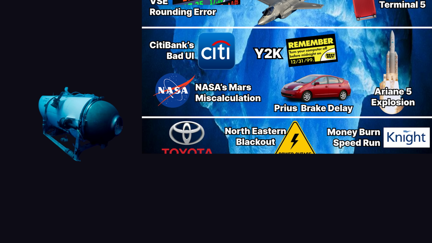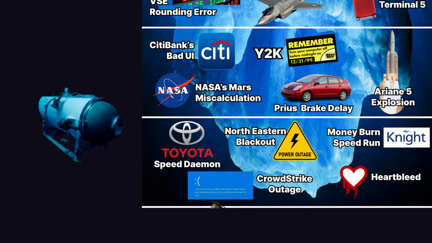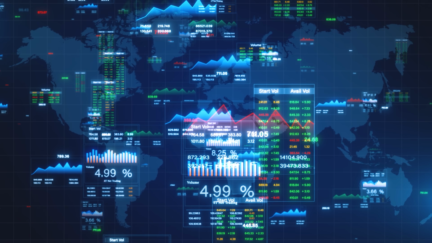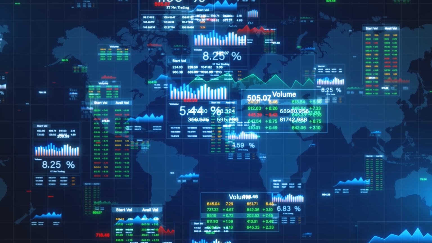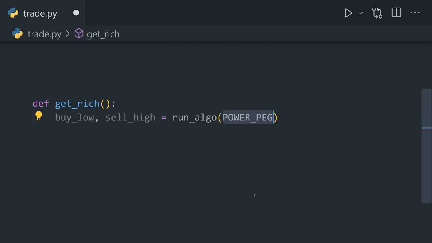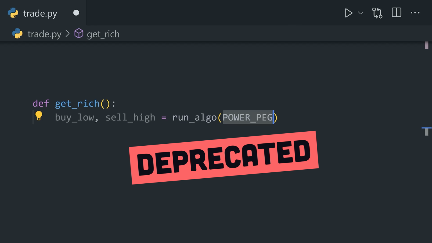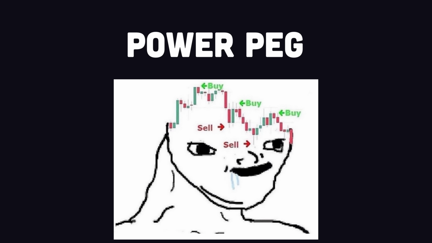But now it's time to ratchet up the pressure in Tier 4, which includes critical bugs that caused widespread damage around the world, like the Knight Capital money burn speedrun. This company used algorithms to perform trades in the stock market. However, the developers accidentally used a variable name linked to an outdated testing algorithm called PowerPeg, which had been inactive since 2003. This algorithm was designed to manipulate virtual markets by buying high and selling low.